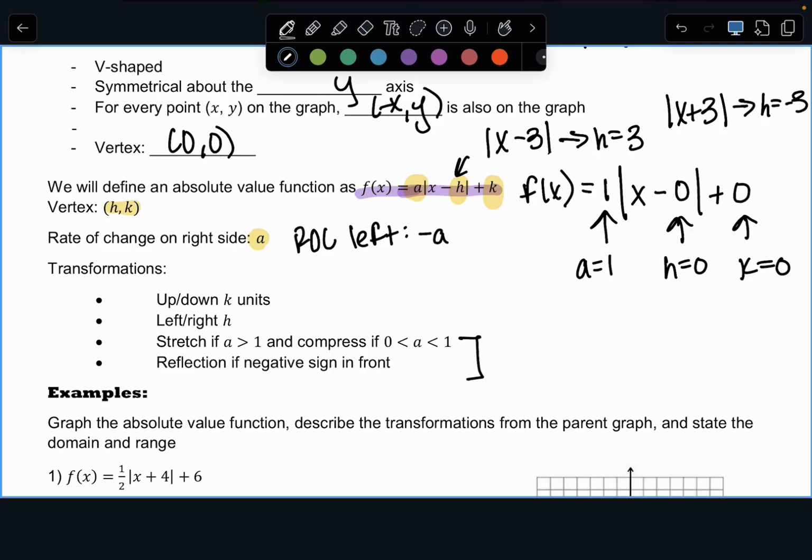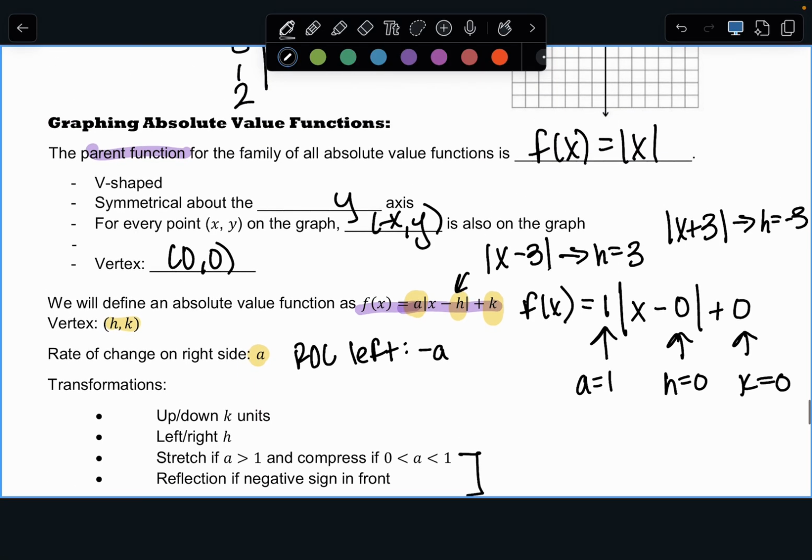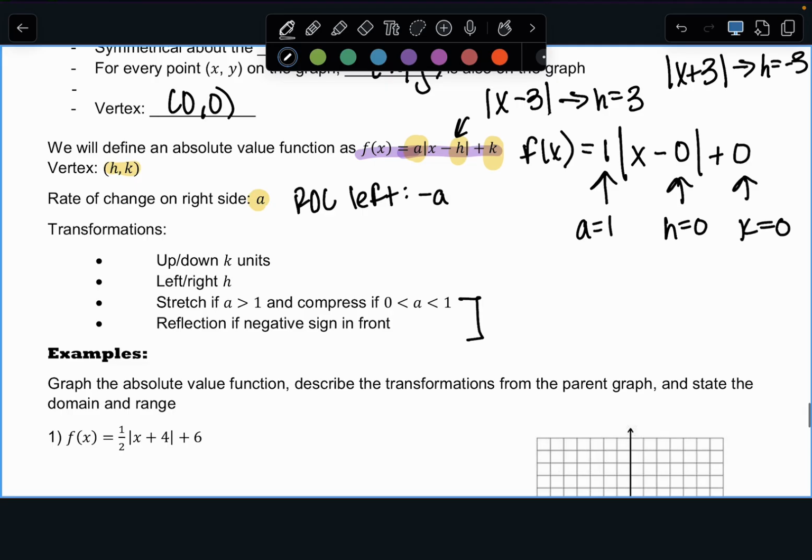It gets a little tricky with a value. So a value right here, whatever number's in front, no matter if it's positive or negative, that's the slope on the right-hand side. When we talk about transformations, we kind of split up the number and the negative sign if there is one. So we're now not looking at just whatever's in front.